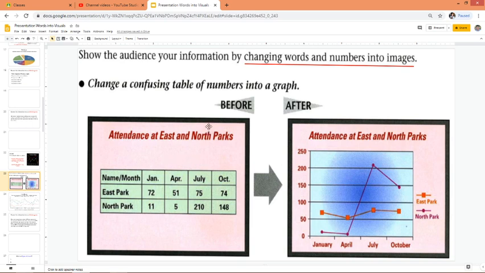So here the problem is that there's a confusing table of numbers in a graph, right? And then we change it into a line graph, and it's so much easier to see that the attendance of North Park has gone up significantly from April to October, whereas East Park has kind of just stayed the same. So something must have happened right here between April and July. So the audience can see that something special must have happened from April to July for North Park attendance to grow up that much.